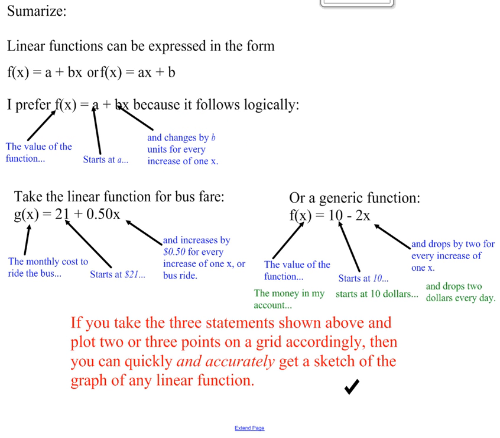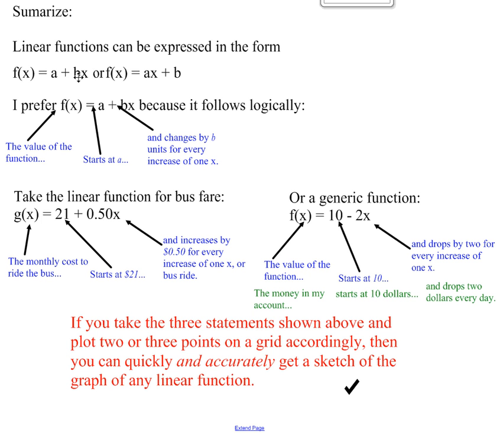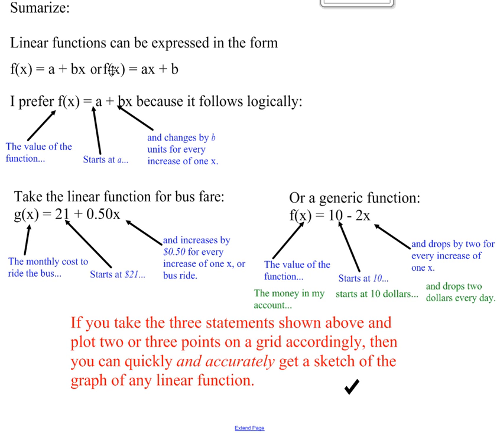So we generalize by saying all linear functions can be expressed in the form of a plus bx or ax plus b. A and b could be any constant number, and then the variables will be x and f of x or y. So if I think about linear functions in either one of these ways, all I have to do is understand that the value of my function starts at one number and will change at a rate of b for every x. It's easier to talk about in context.